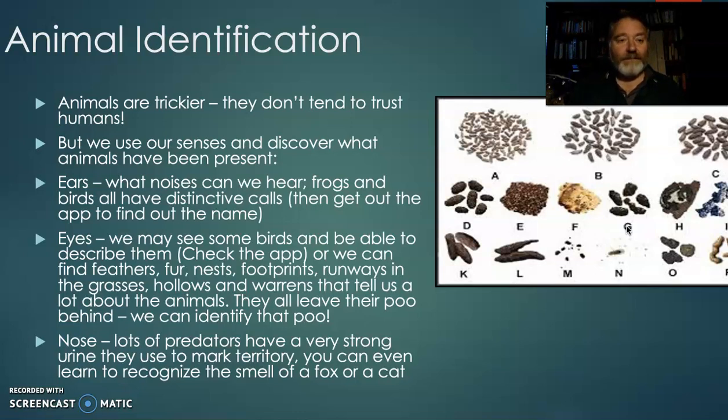We can use our ears, of course, because lots of animals make noises for us. Frogs and birds are quite distinctive in their calls, so we can work out what animals are there by what they're calling. Obviously, we use our eyes to collect information. We'll see runways through grasses, lots of burrows, nests, fine feathers, all that sort of stuff. And your nose can be quite good too, because especially the predators tend to mark their territories with a pretty strong urine. Foxes are well known for leaving a very strong scent behind, as are cats. So you know when they're around because you can smell them.